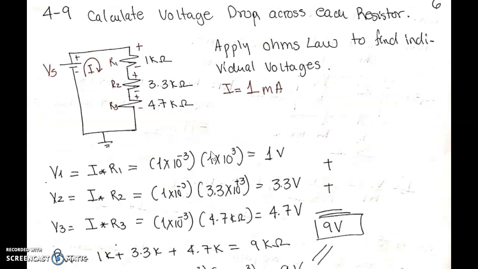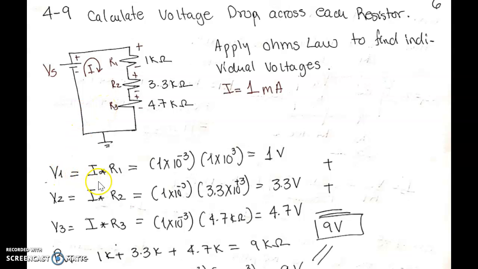In 4.9 it says calculate the voltage drop across each resistor. So the current across the series circuit is given. The easiest way to do this is using Ohm's law to find the voltage across each individual resistor. Usually the way we label the voltage, if this is R1, then this will be called V1. This is R2, so it will be V2. This is R3, so it will be V3.